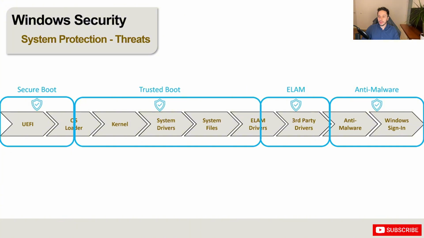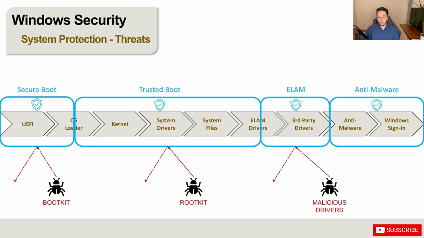And then we were able to actually protect ourselves against malwares, specifically in the anti-malware and Windows sign-in phases or components. So we can here, for example, of course, use Windows Defender or any other solution, CrowdStrike, Trend Micro, Avast, and solutions like that. So we were able to protect ourselves from those bootkits, from those rootkits, from malicious drivers, and from malwares.